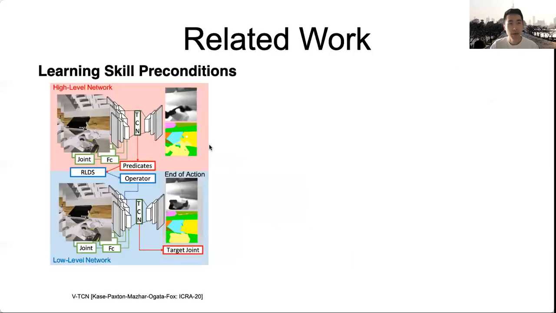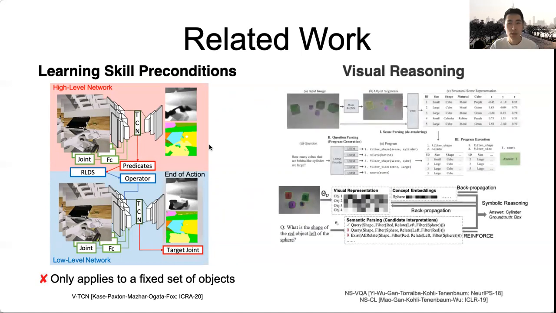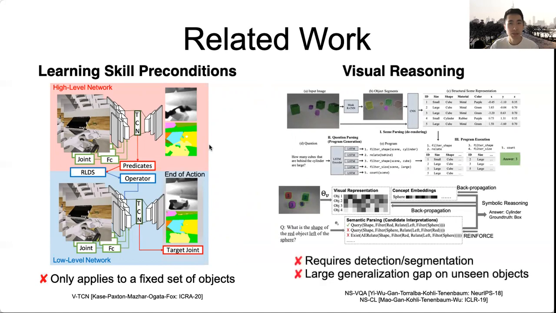Our work is inspired by prior work on learning to classify preconditions for primitive skills. Compared to these works, SORNet is more general in the sense that it works with an arbitrary set of objects without retraining. Our work is also closely related to neurosymbolic approaches for visual reasoning. But unlike these works, SORNet does not perform explicit object detection or segmentation, and it generalizes better to unseen object instances without any fine-tuning.